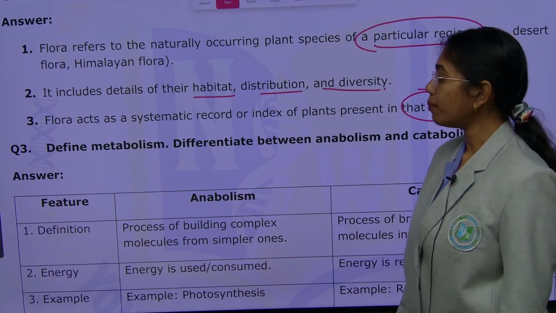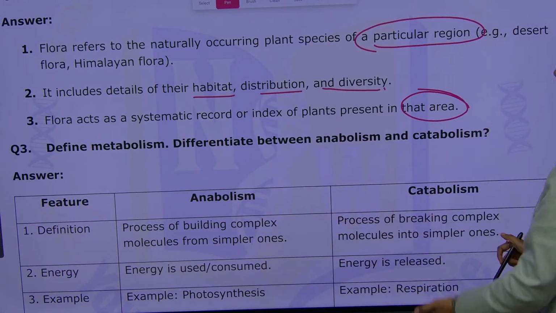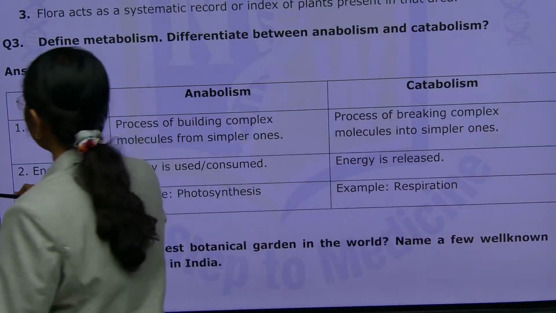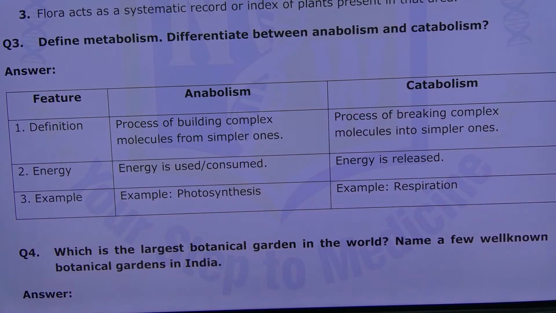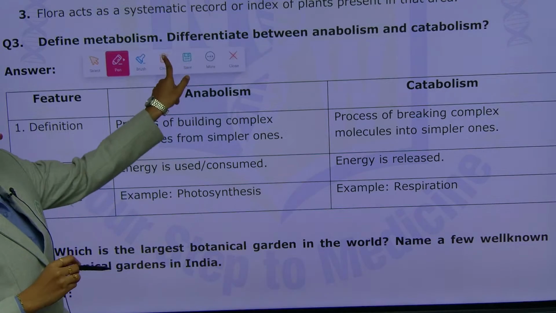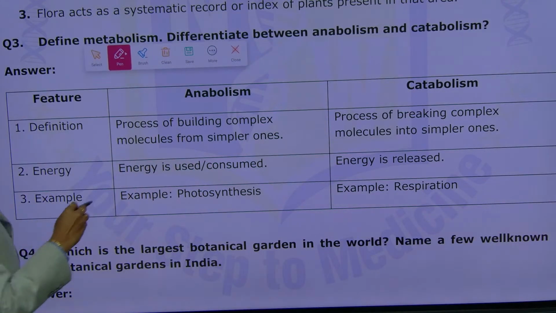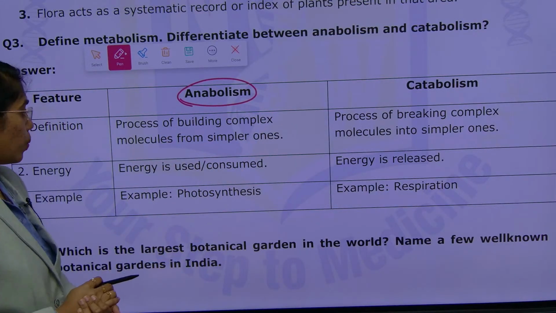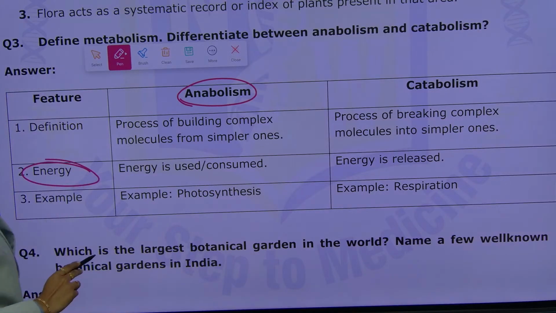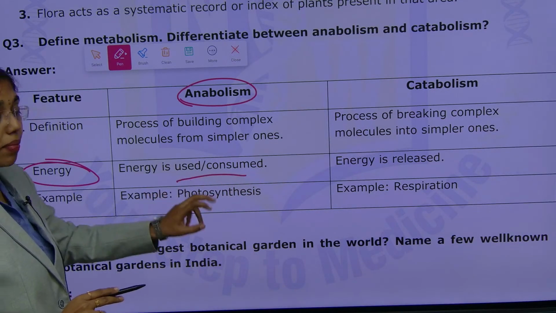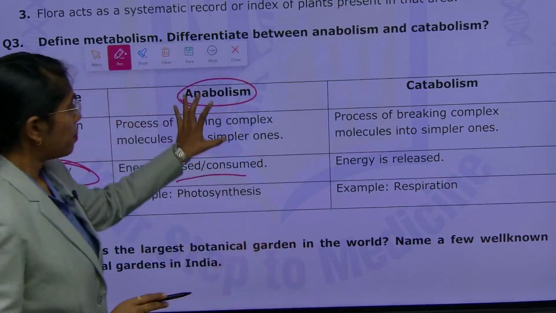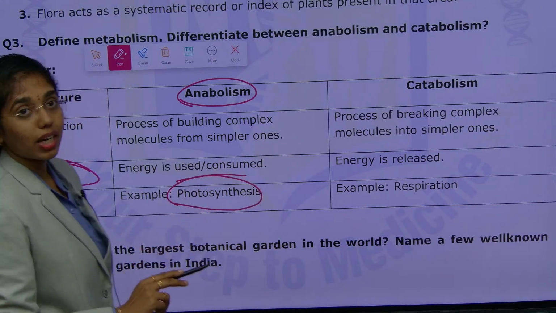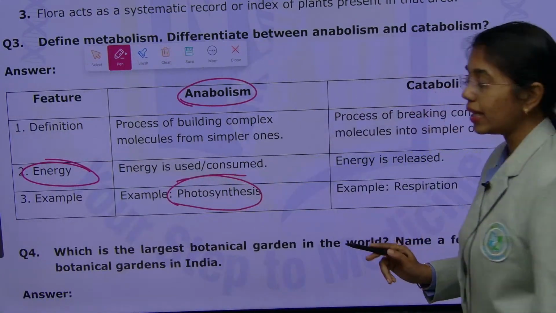Now, define metabolism and differentiate between anabolism and catabolism. The process of building complex molecules from simpler ones is anabolism. Catabolism is the breaking of complex molecules into simpler ones. Energy is used or consumed in anabolism, and energy is released in catabolism. The best example for anabolism is photosynthesis, and for catabolism it is respiration. Clear till here?